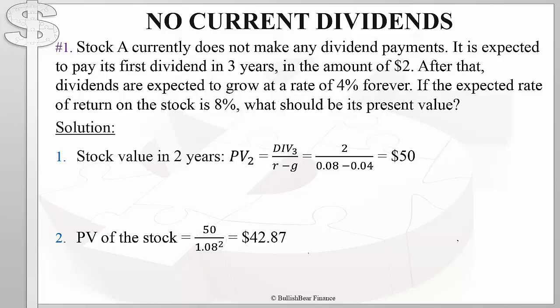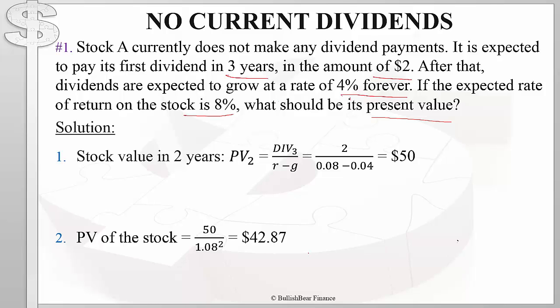Let's start by looking at the first special case. Stock A currently does not make any dividend payments. It is expected to pay its first dividend in 3 years in the amount of $2. After that, dividends are expected to grow at a rate of 4% forever. If the expected rate of return on the stock is 8%, what should be its present value?